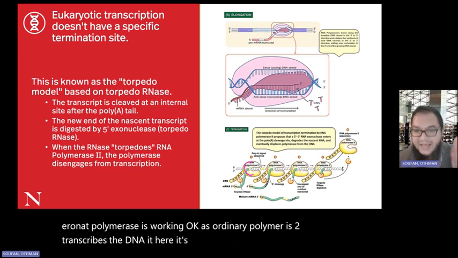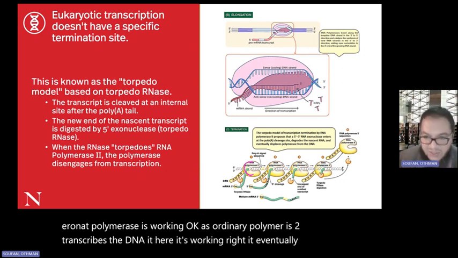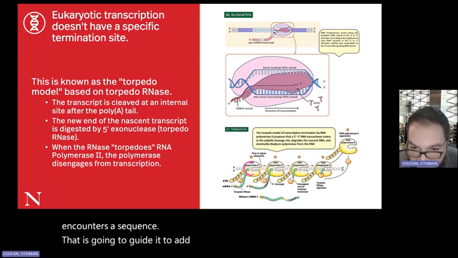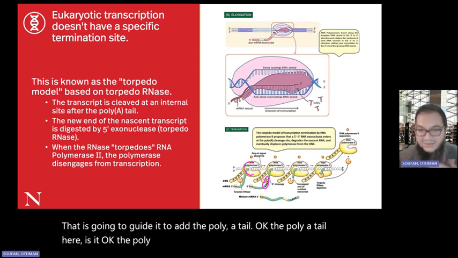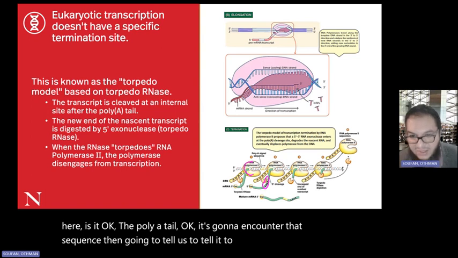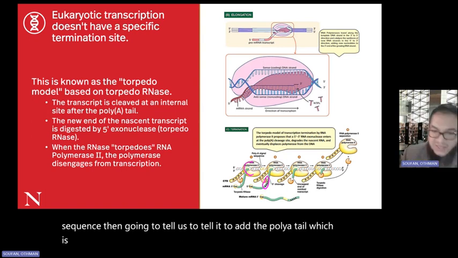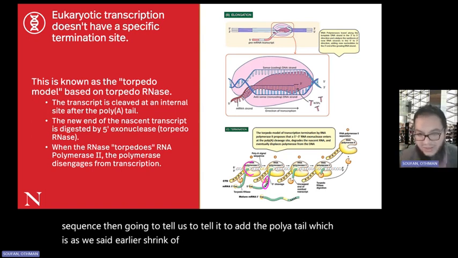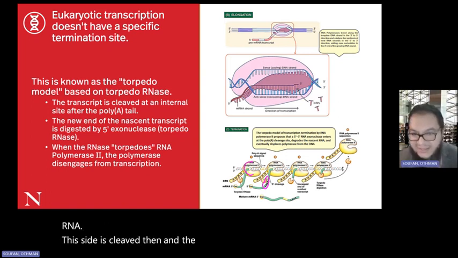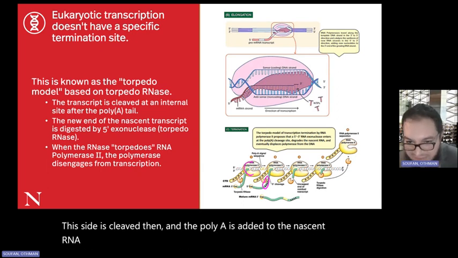Here it's working, right? It eventually encounters a sequence that is going to guide it to add the poly A tail, okay? The poly A tail, here it is. It's going to encounter that sequence, which tells it to add the poly A tail, which is, as we said earlier, a string of adenine nucleotides added to the RNA. This site is cleaved then, and the poly A is added to the nascent RNA transcript, okay?